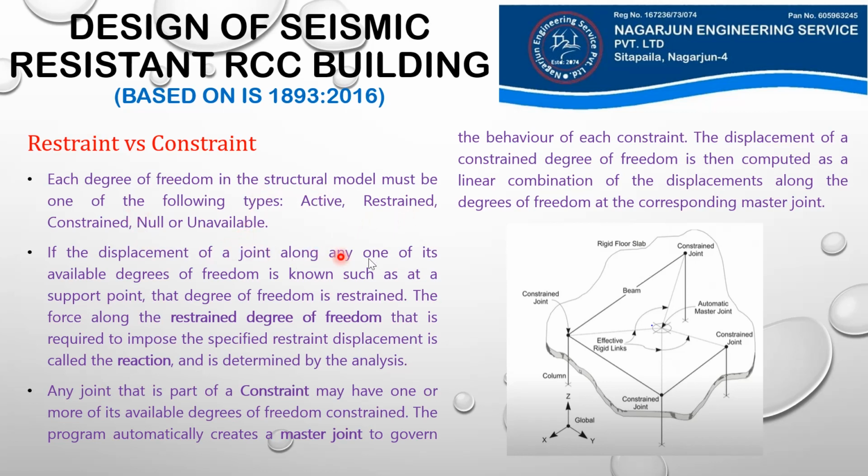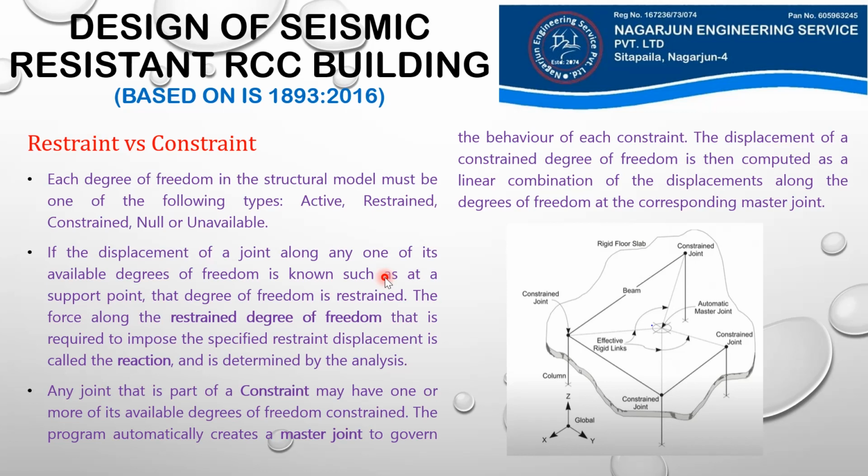If the displacement of a joint along any one of its available degrees of freedom is known, such as at a support point, that degree of freedom is restrained. So in a restrained joint, the restrained degree of freedom, we already know the displacement of that joint.